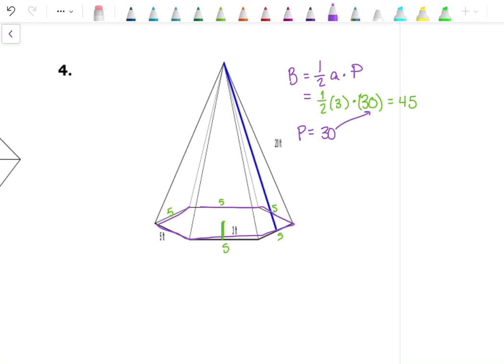Now the last thing I need is the slant height. My slant height is going to be, in this case, 20. It's kind of hard to see, but it's right there. So plug this all into my surface area formula. I've got everything I need now.